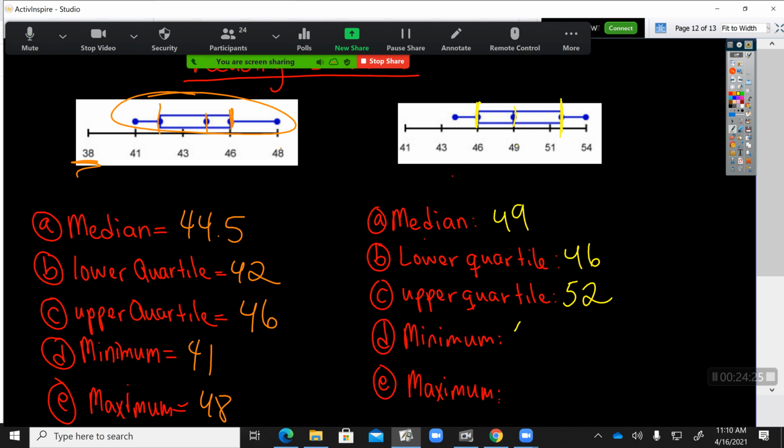Now the minimum and maximum are the only things left. Again, the minimum is right here, but it's not touching a number. So of the three numbers in between this, 44 and 45, since it's veering to the left, we know the answer is 44. Now the last value is the maximum. Maximum is just the highest point, and that one touches exactly 54.